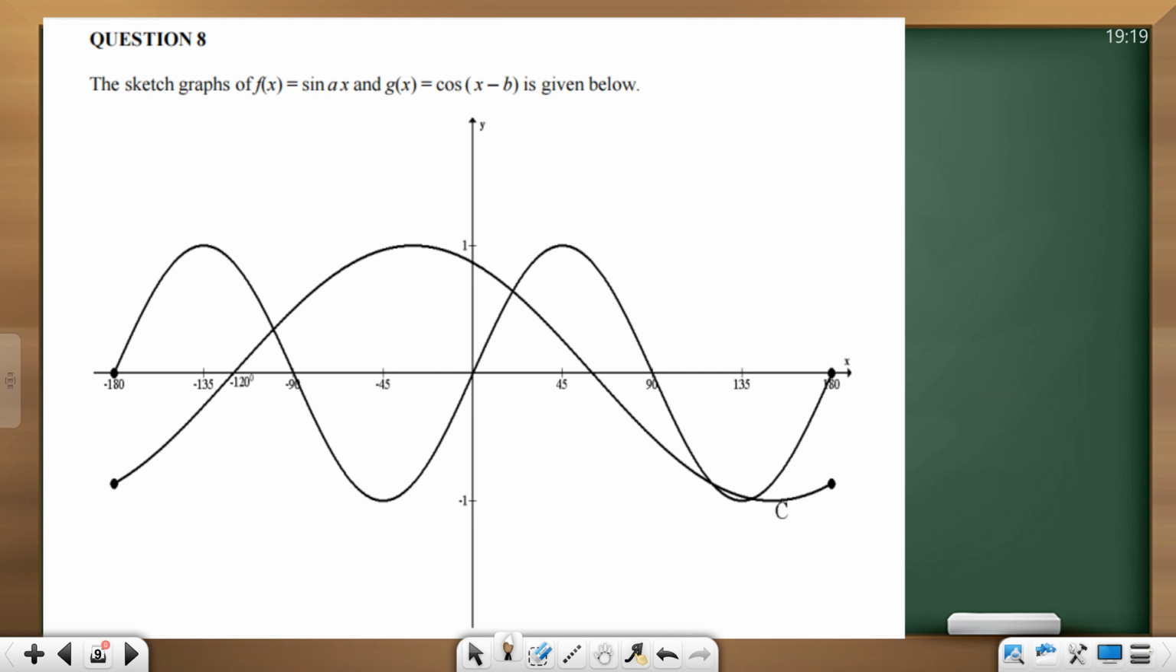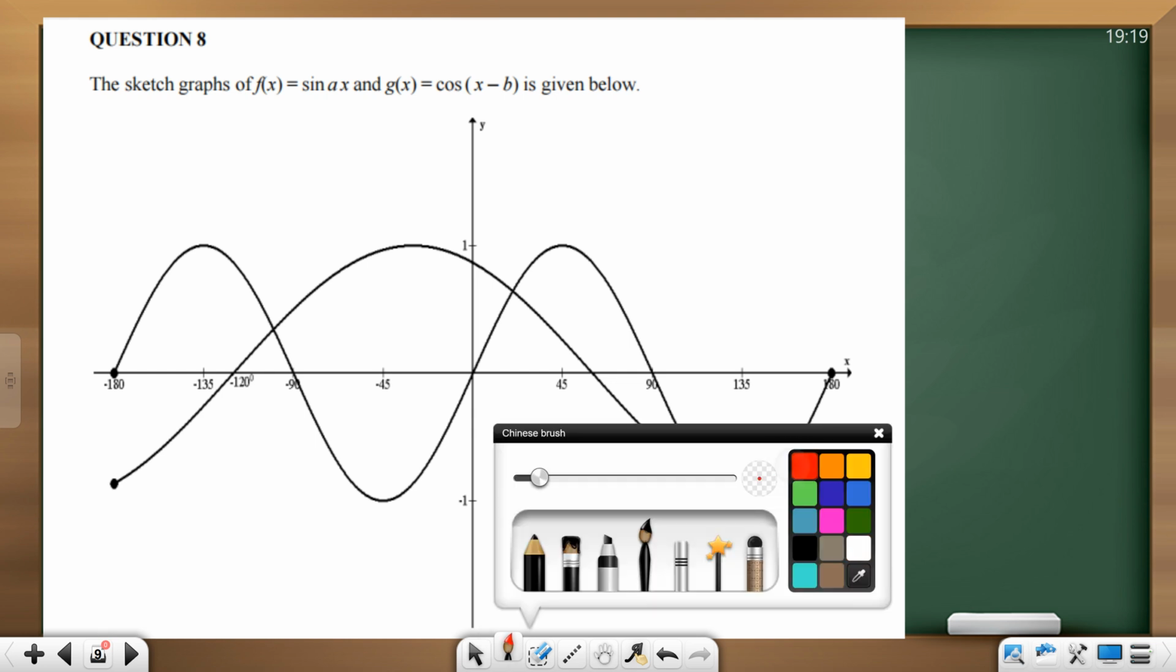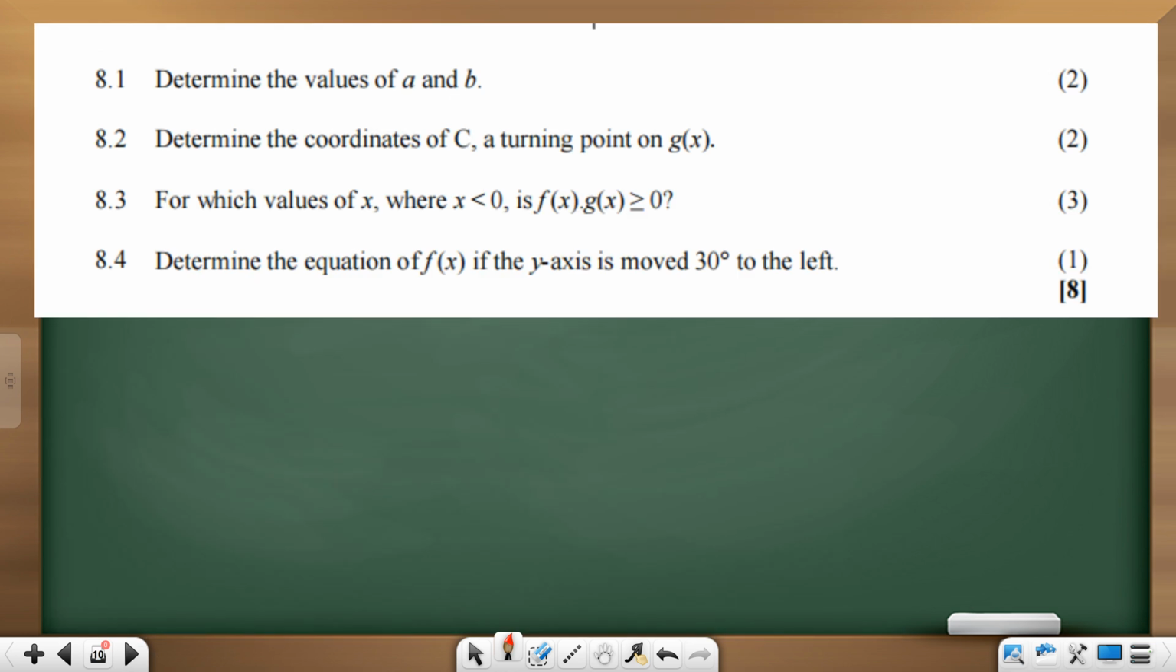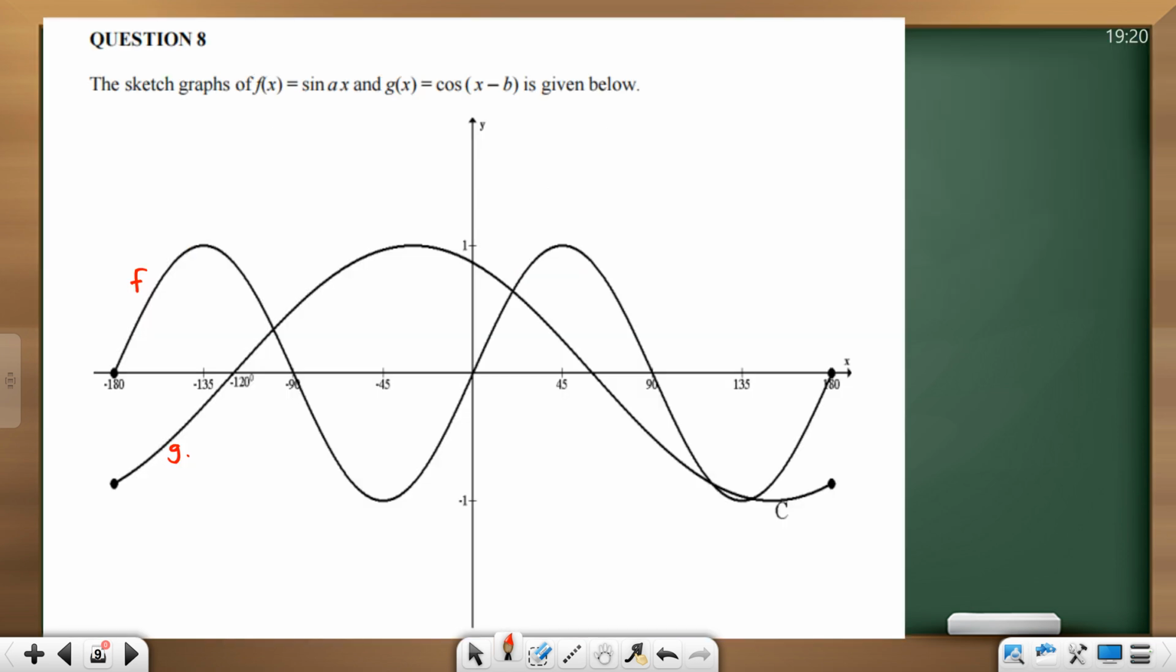Do we have letters for this graph? No. But we can always guess. We can always get the one that is f. The sine graph, this is f. And this is what? g. Okay. My beautiful learners, look at the question. Determine the values of a and b. Let's come back to the graph.